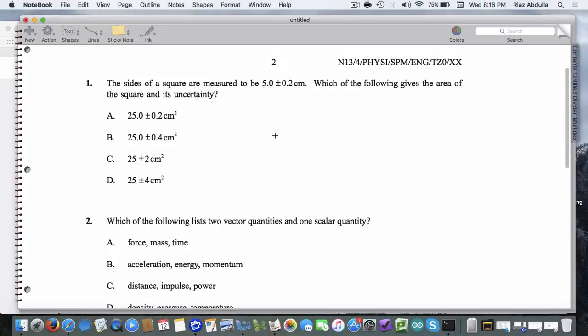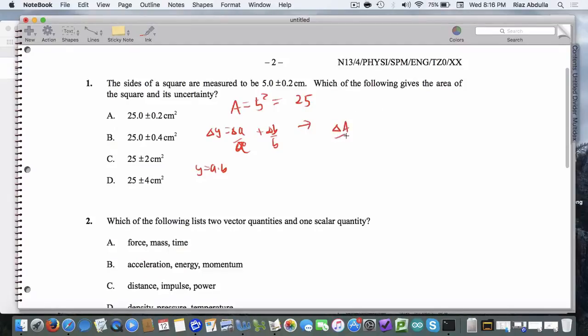Uncertainty in the area. So let's be clear. The area is 5 squared, which is 25. We'll worry about sig figs in a second. Now the uncertainty in the area. So let's remember, delta y equals delta a over a plus delta b over b when we deal with y equaling a times b. So let's apply that to the square.